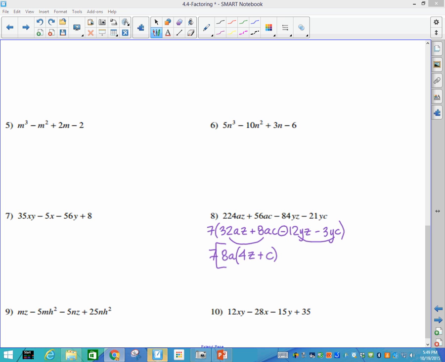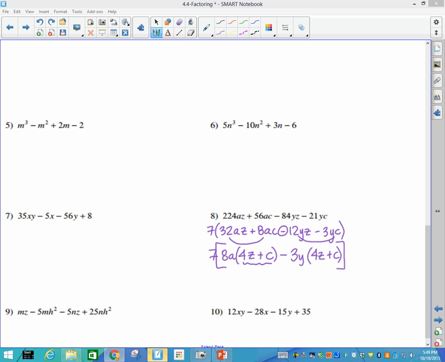Now I'm going to carry down the minus. I'm going to find what they have in common, which looks like 3y. And remember, I'm going to kind of cheat and write that down again. So that's 4z plus c. And then I'm going to check it. Negative 3y times 4z is negative 12yc. And negative 3y times c is negative 3yc. So I've got the same factor here.